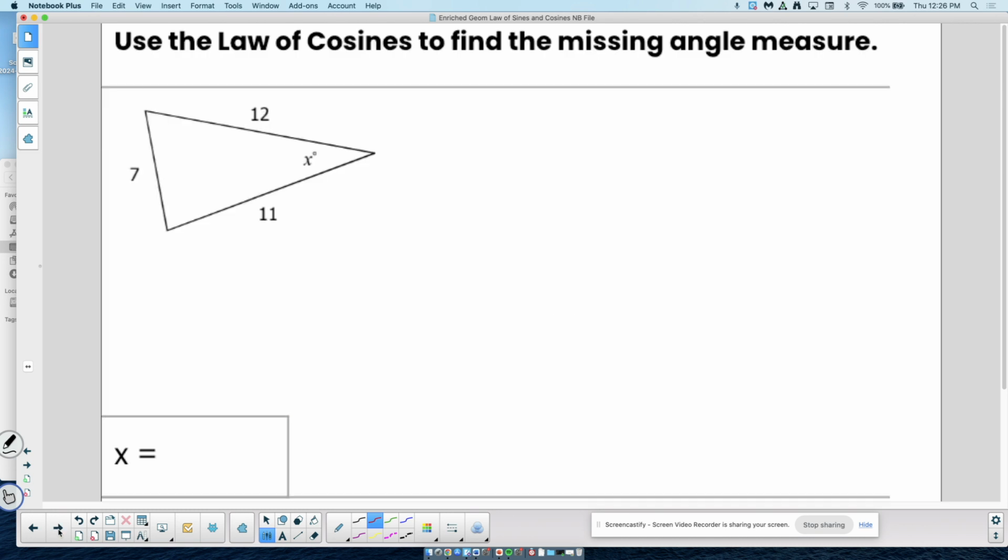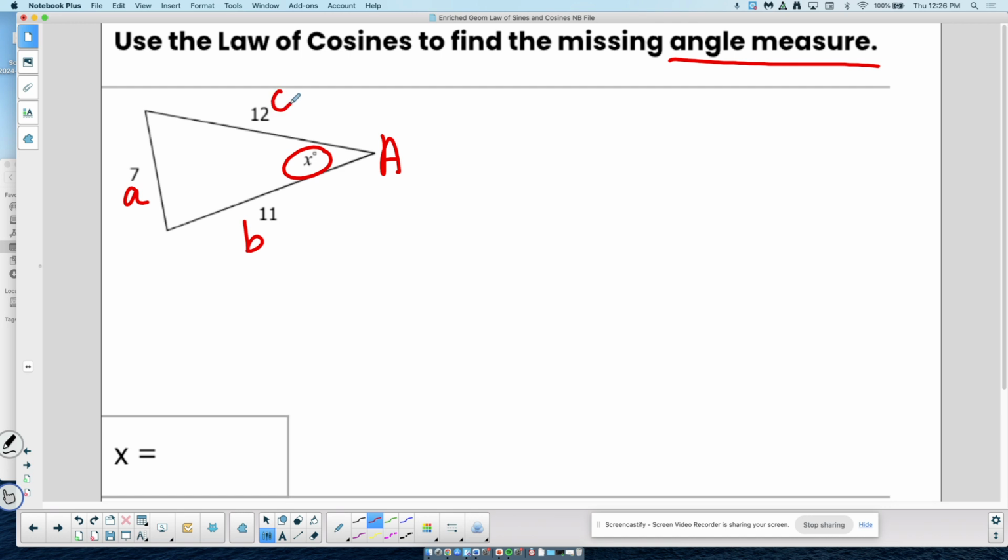All right, switching gears. It's a little different now. We're looking for a missing angle. If you notice, we have all three side lengths, but we're looking for our angle. So this is now like angle A. This is little a. This can be B, and this can be C.